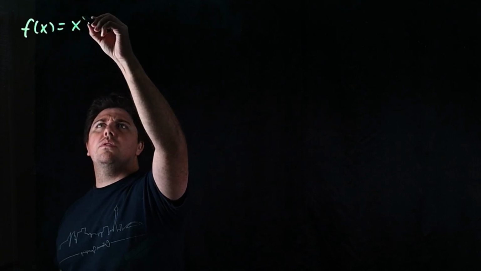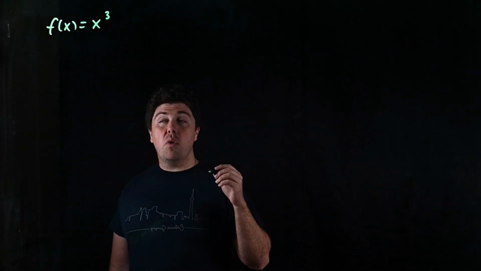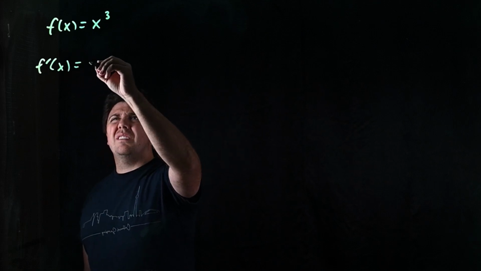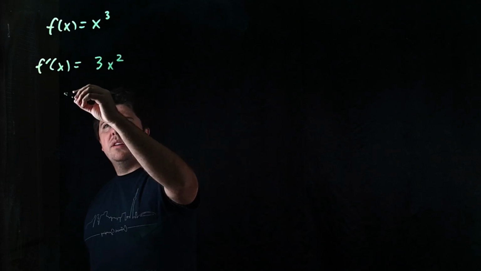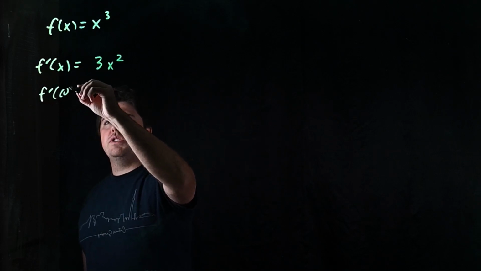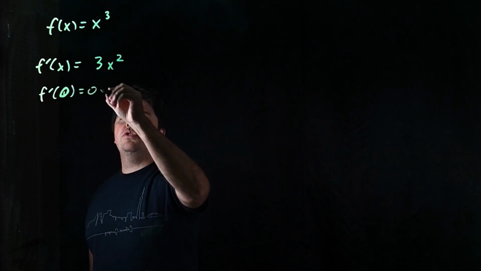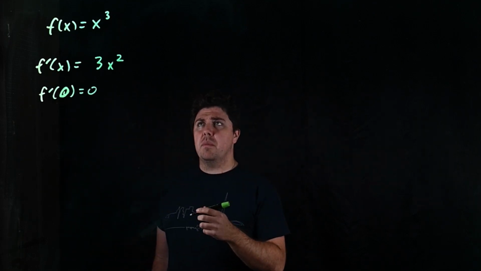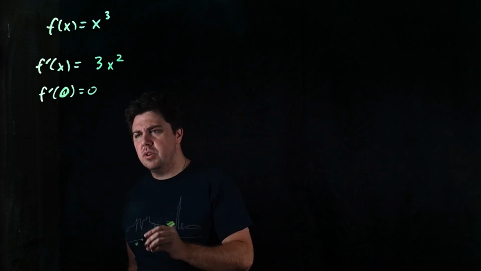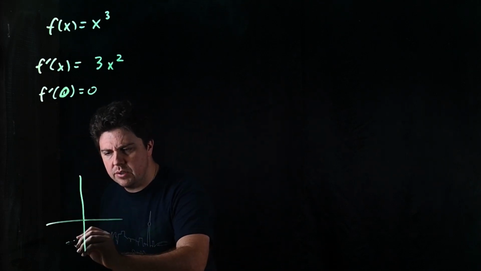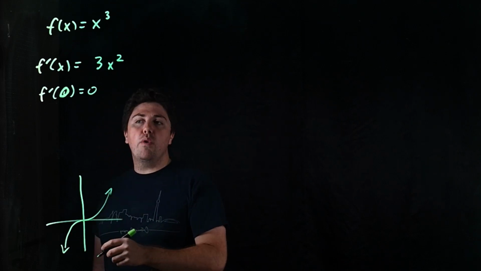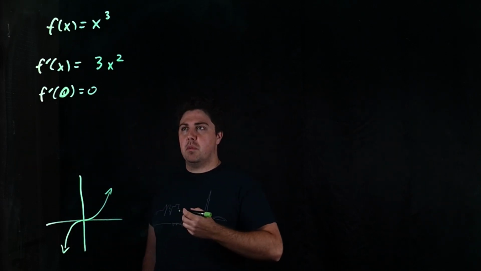Alright, so an example which is coming up a lot is f of x equals x cubed. So we can see that f prime of x is equal to 3x squared. Notably, f prime of 0 is equal to 0. But this 0 is not going to be a local maximum or a local minimum for x cubed. If we draw the graph out, we see that it looks something like this. And 0, from the picture, clearly isn't a local maximum or a local minimum.